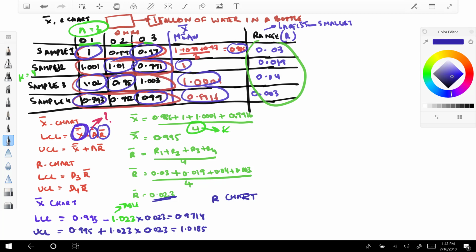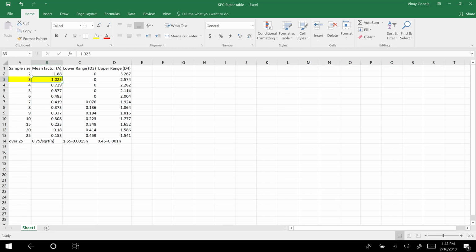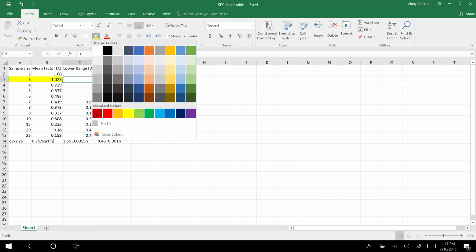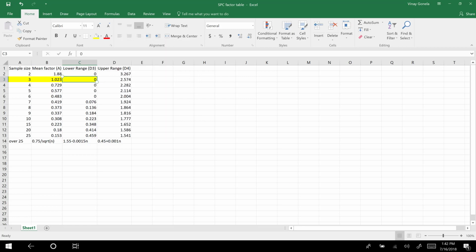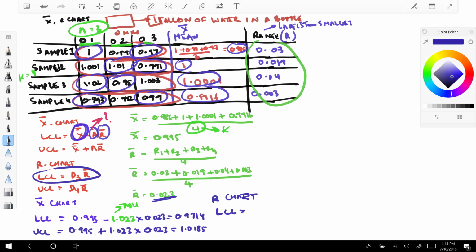So our LCL is equal to D3 R bar. So this is LCL, which is lower control limit. So we need to obtain D3. The D3 we can obtain from our table. I will go to the table, and if you see our D3 for row 3 is 0. So I will say 0 multiplied by 0.023, that is 0.